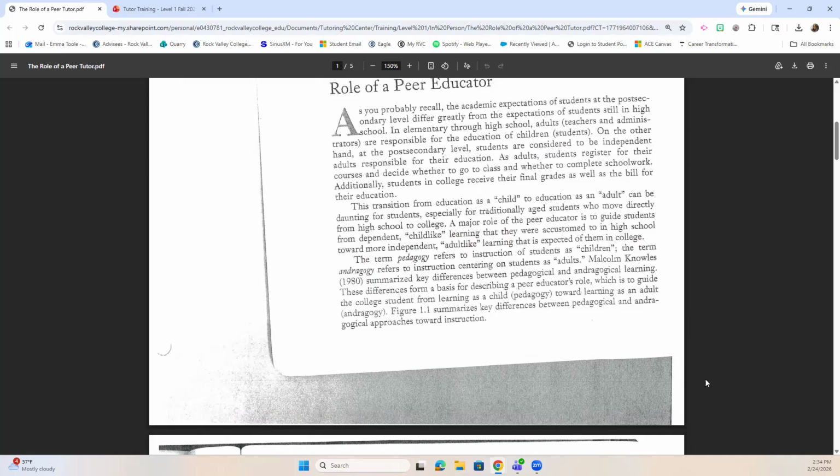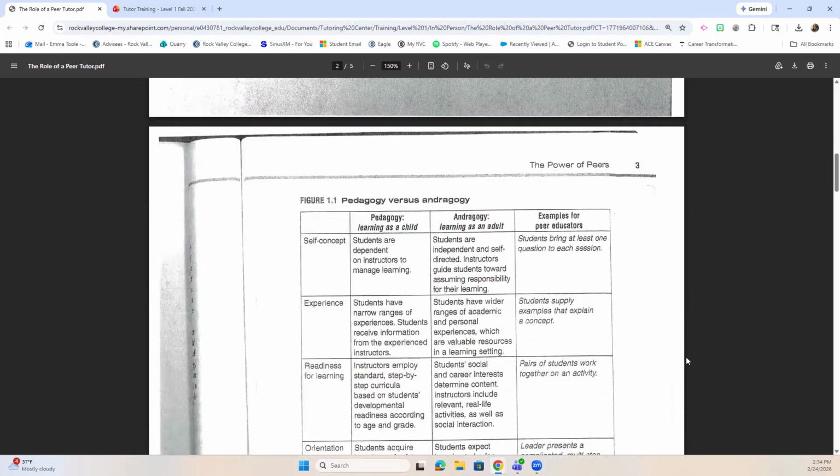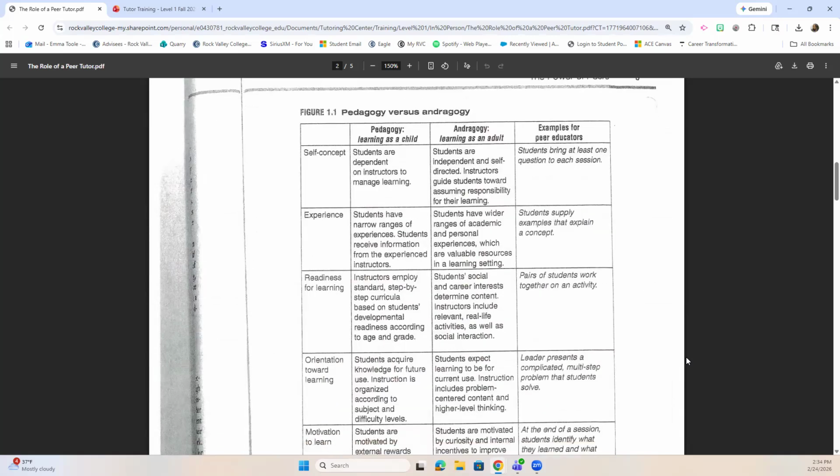Figure 1.1 summarizes key differences between pedagogical and andragogical approaches toward instruction. So now we'll look at figure 1.1, pedagogy versus andragogy. So we have along the left-hand side different categories, and then across the top, what pedagogy looks like, learning as a child, what andragogy looks like, learning as an adult, and then some examples for peer educators.